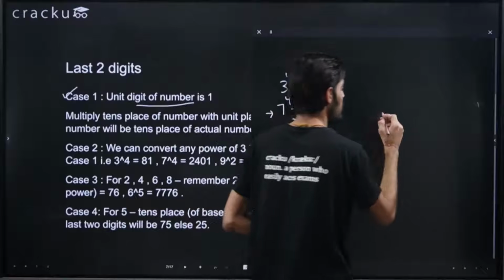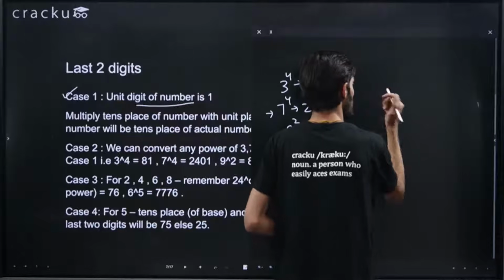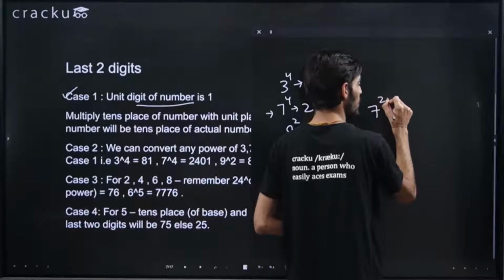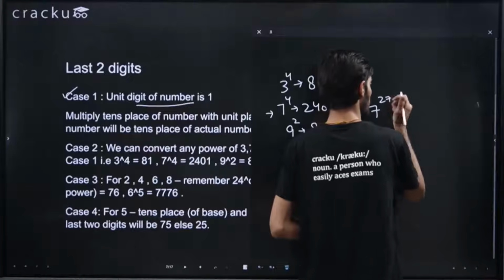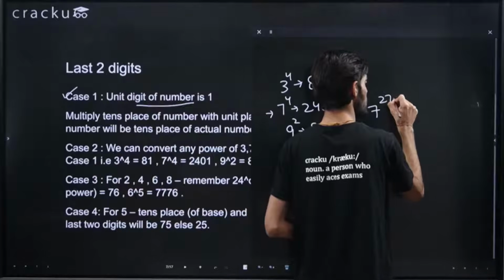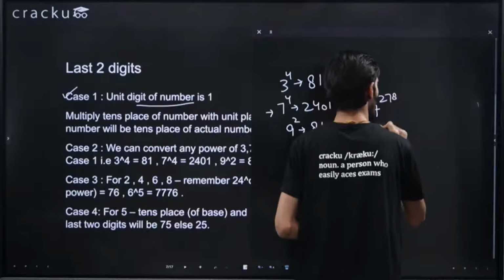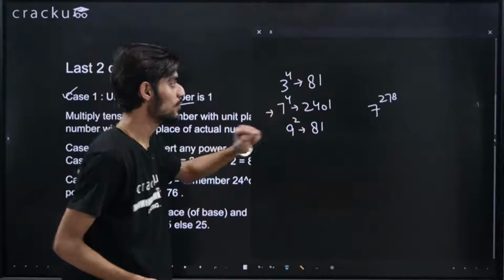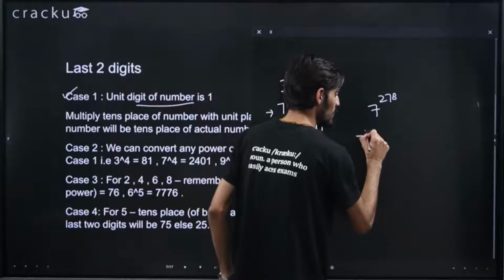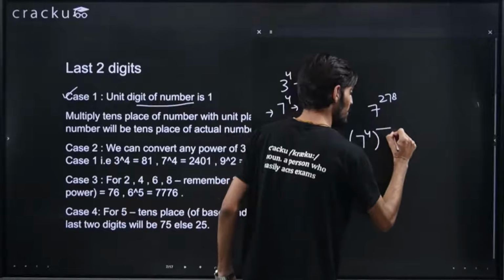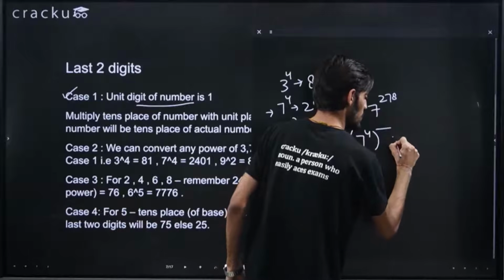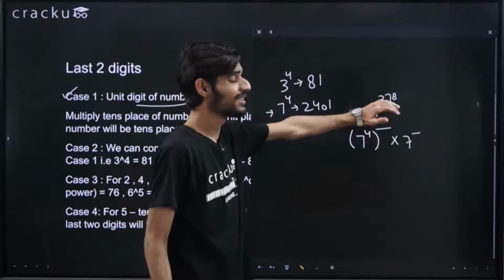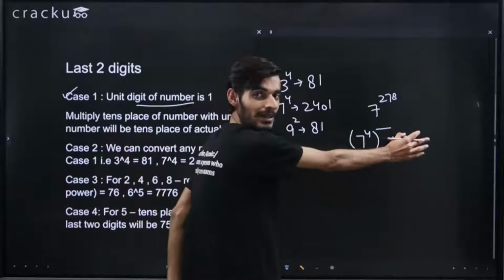Okay, so if I have a number, let's say 7 raised to the power, if I take any number, maybe 278. Okay, I'm taking 278 because it is not divisible by 4. 280 will be divisible, right? So now I need to check 7 raised to the power 4, that is 2401. So 7 raised to the power 4, some value will come here and some value, that is the remainder, will come here. Because I'm taking a number that is not divisible by 4, some remainder will come, right?